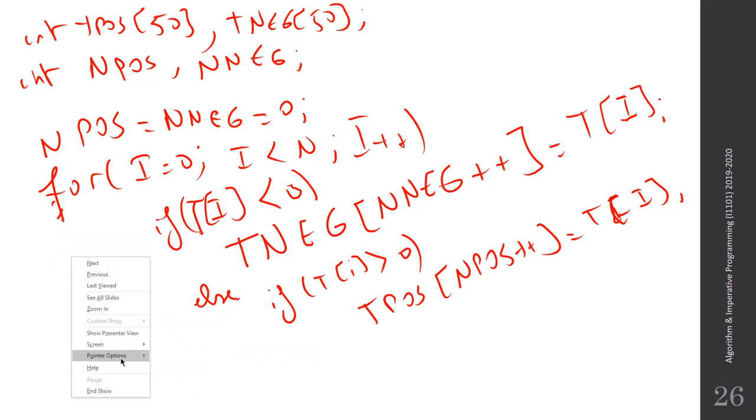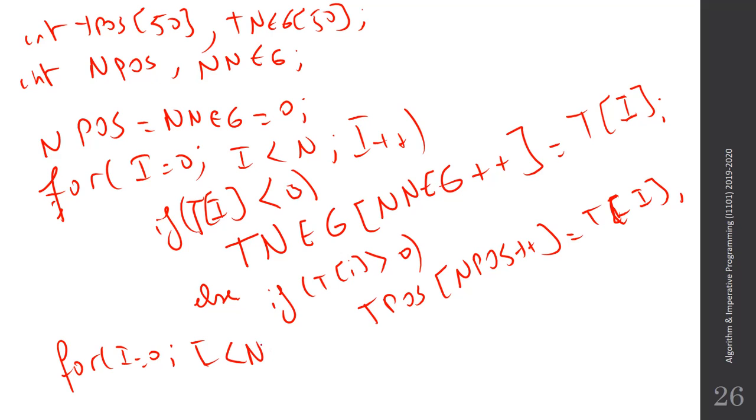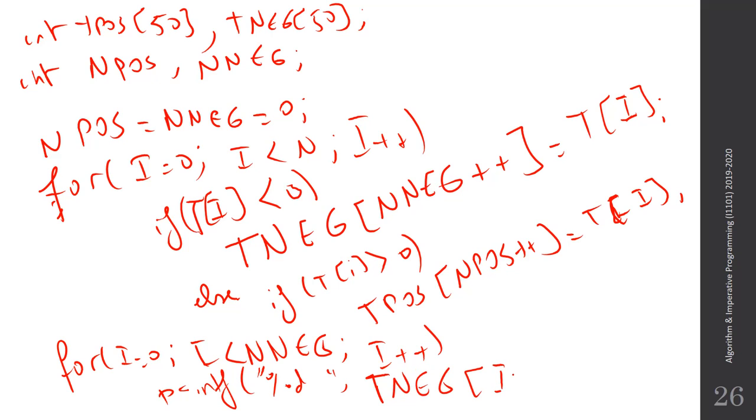And then I need to print the array. So how can I print the array? I will just print here the negative array. For example, I would use for i equal to 0, i less than n_negative, because I know now the number of elements in the negative array, and I will print %d of t_negative[i]. And you will do the same for t_positive to print the positive elements.